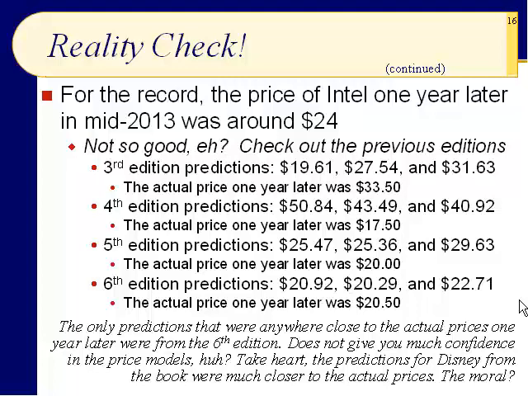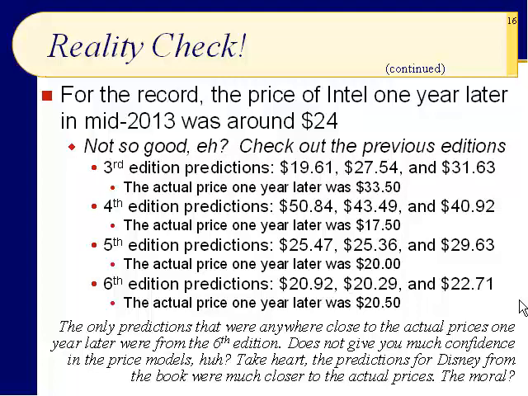Slide number 16. For the record, dear students, the price of Intel 1 year later in mid-2013 was around $24. Two of the predictions were 31 and 32. The other one was for 42, and we were at $24. And if you go back to the 3rd, 4th, 5th, and 6th editions, you'll see that there was only one time, the 6th edition, that it actually panned out. 4 out of 5 times we were way off the map.